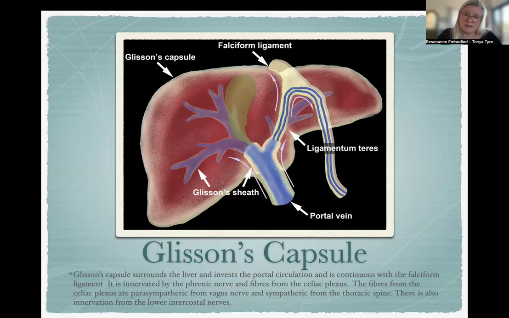One of the ways that Glisson's capsule is innervated is from the phrenic nerve. So coming from the cervicals is the phrenic nerve, and it goes through the celiac plexus to get to Glisson's capsule. And then also we have parasympathetic fibers from the vagus nerve, and sympathetic fibers from the thoracic spine. So there's a lot of innervation here. And then we also have some lower intercostal nerves. So if your people are actually reporting pain in the liver, there's a lot of innervation there.